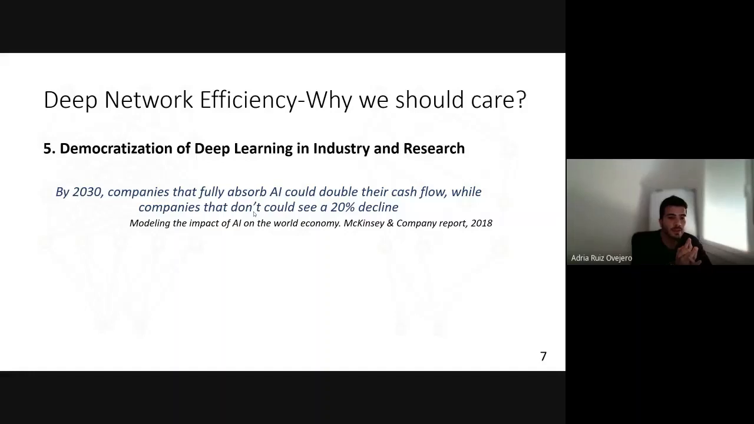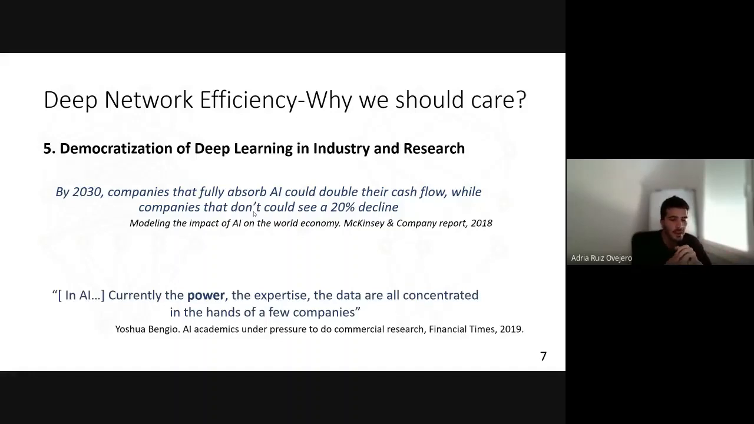estimated that by 2030, companies that fully absorb AI could double their cash flow, while companies that don't could see a 20% decline. So this basically means that companies that don't absorb AI will probably disappear, right? And if we have a look at the words of Yoshua Bengio in the Financial Times, in an interview, he said that currently the computational power is all concentrated in the hands of a few companies. So obviously, if we don't start looking at the efficiency of deep learning, we are going to a future where only 2-3 companies in the world will have access to this technology, okay?